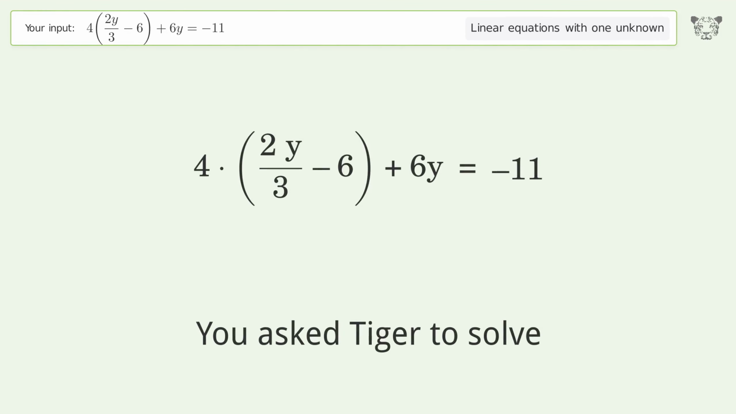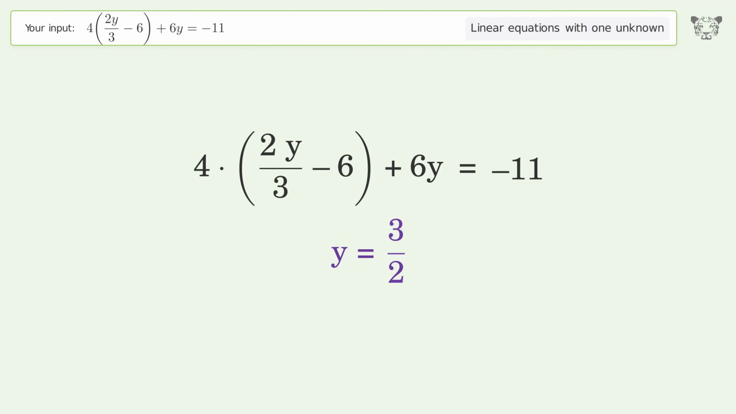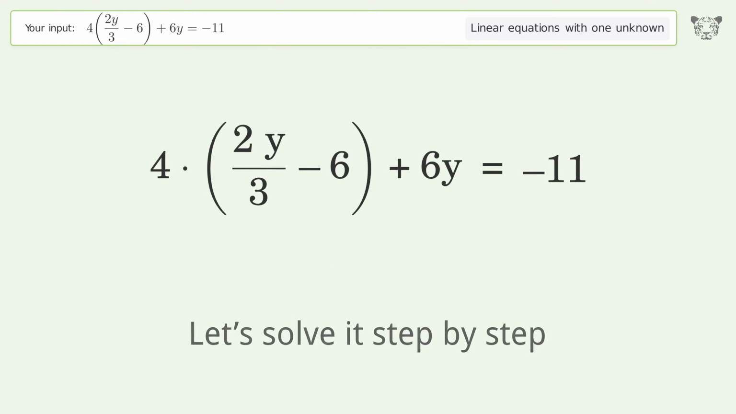You ask Tiger to solve this. It deals with linear equations with one unknown. The final result is y equals 3/2. Let's solve it step by step.